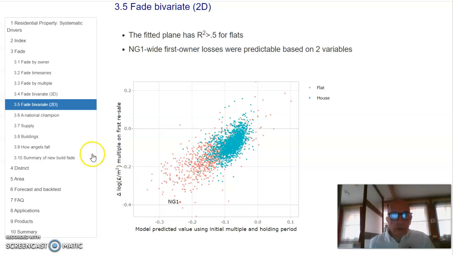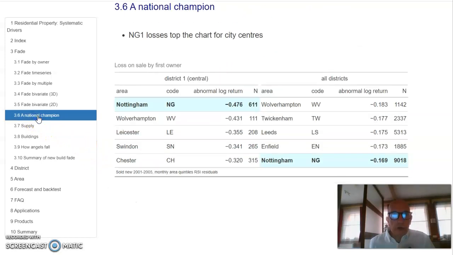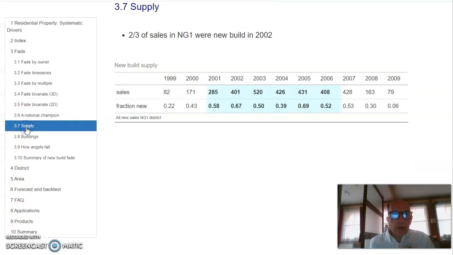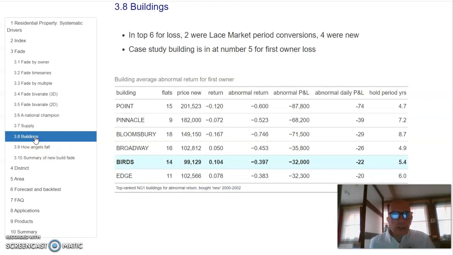And loss by first owner across the 104 areas of England and Wales for 2001 to 2005. In this league table, NG1 topped the national list for 104 areas. And we can see that there was a lot of supply in 2002, two thirds of sales were new build. Now this building is not the worst, it's in there at number 5. Most of these were newly constructed at that time, 4 out of the 6, so they were genuine new builds.